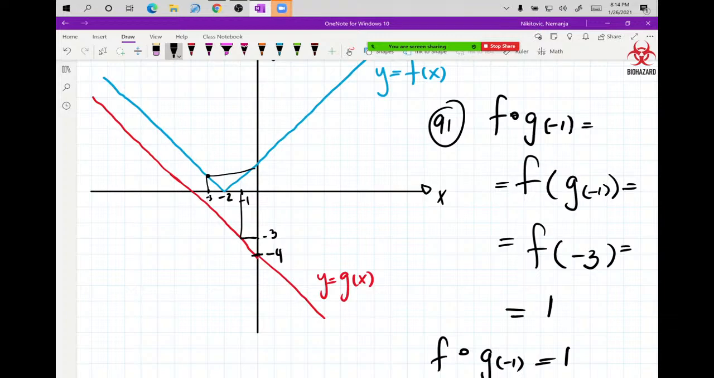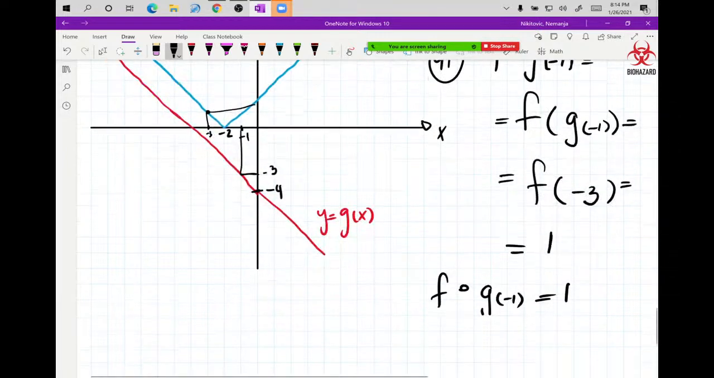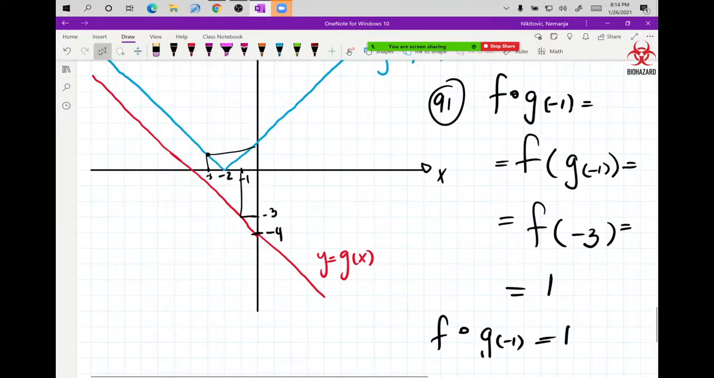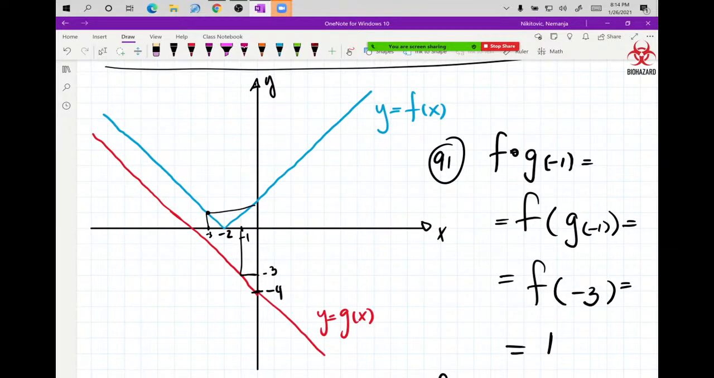This is problem 91 in the textbook. Same graph, problem 92. f of g of, you know what? I'm going to ask you to do it. I'm going to delete these values that I had, and I'm asking you to solve it. Sorry, not 92, 94. Same graphs, but this one is g composed with f of negative 1. So I had f composed with g. You have g composed with f.